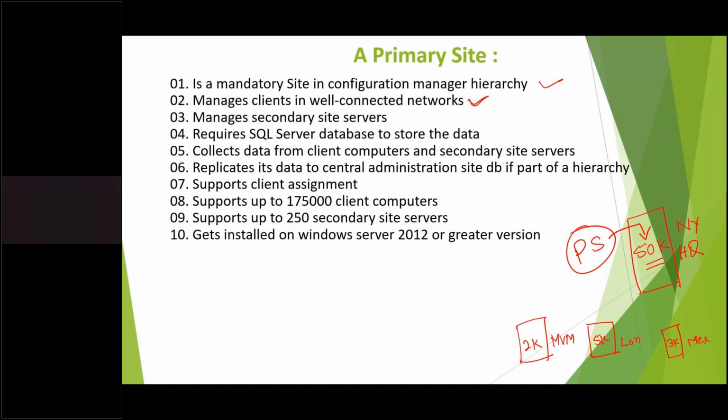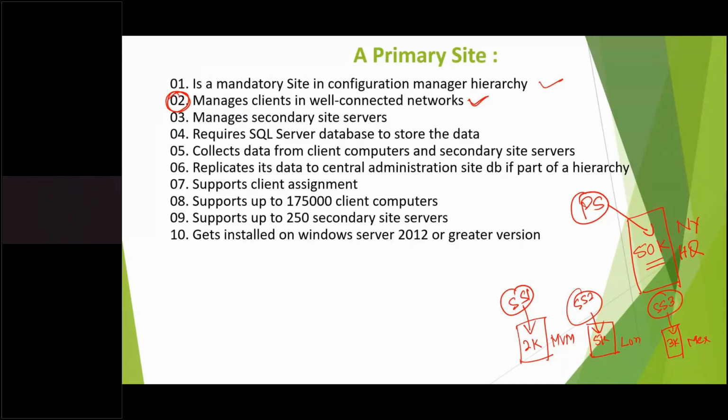Mexico, London, and Mumbai. Who will manage these devices? Primary cannot manage them, because primary will manage devices only in a well connected network. So primary will be managing devices in New York, because New York is on a well connected network. The primary site is located in the same location, and it will be managing these 50,000 devices. So who will manage the computers in the branch offices? It will be managed by a secondary site server. So let's say secondary 1 for Mumbai, secondary 2 for London, and secondary 3 for Mexico.